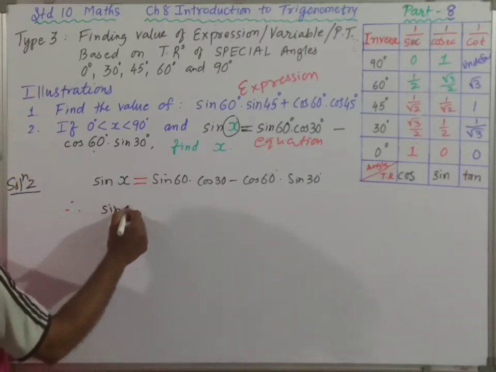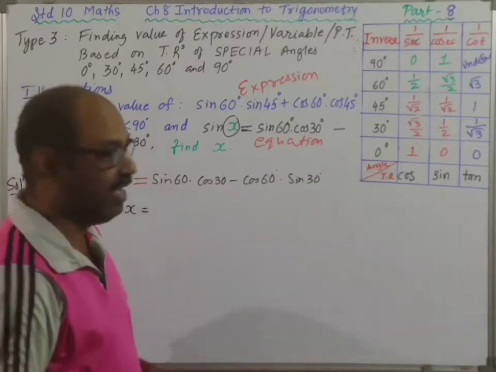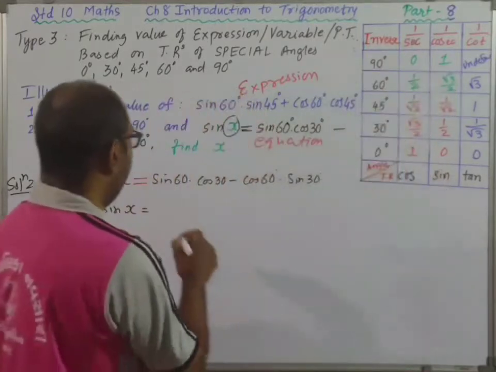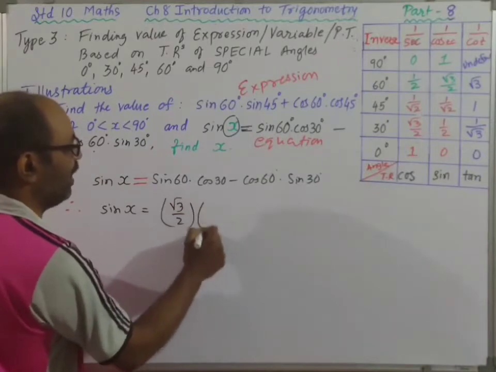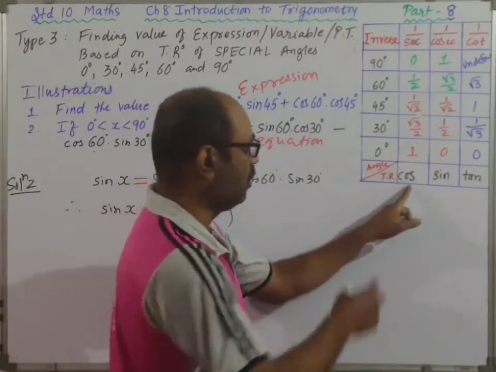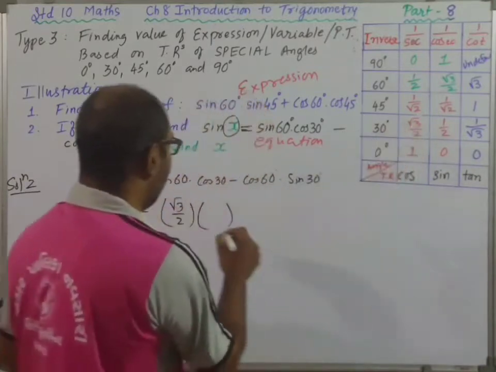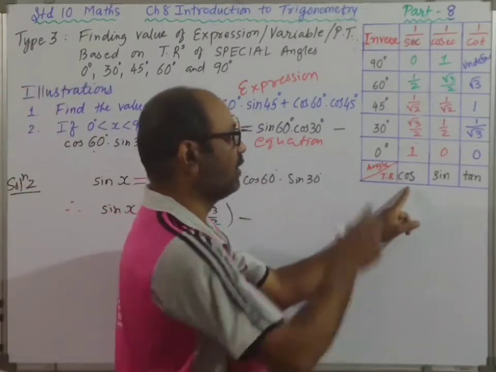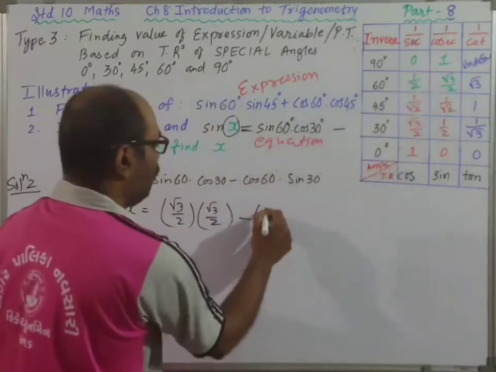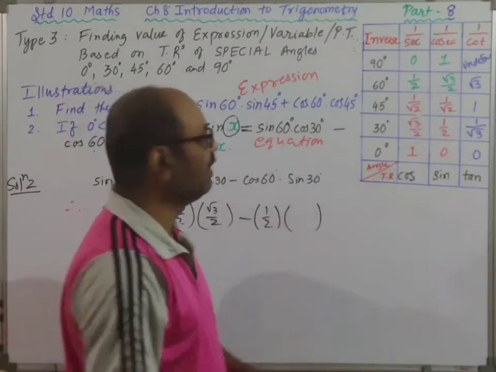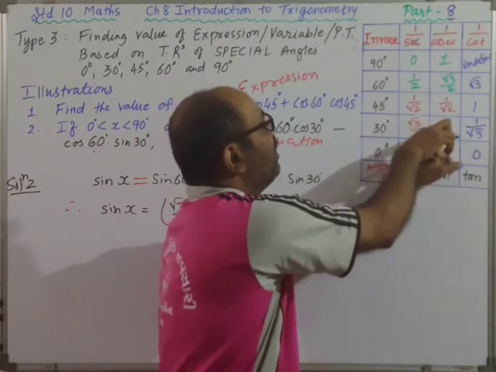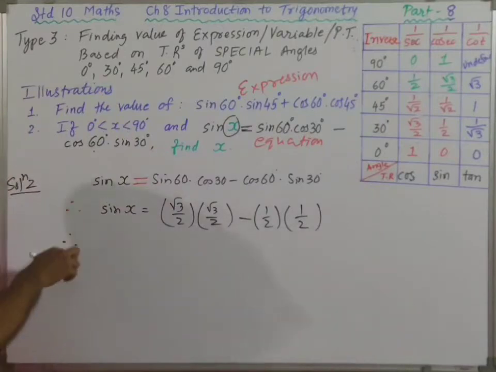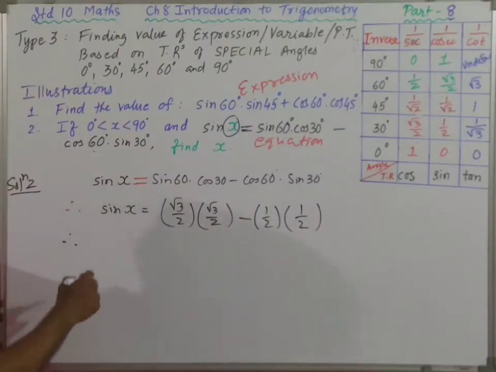Therefore, sine of x is equal to sine 60. We have the value of sine 60. It is root 3 by 2. Yes, once again use the bracket nicely. Then cos 30, that is also root 3 by 2. Minus cos 60. That value is 1 upon 2, into sine 30. Sine 30, where they meet? 1 upon 2. That's it. Therefore, the indicator continues, because there is an equal to somewhere in between.